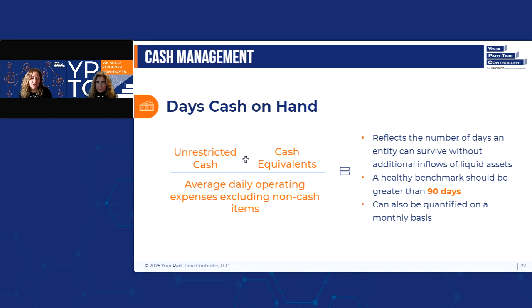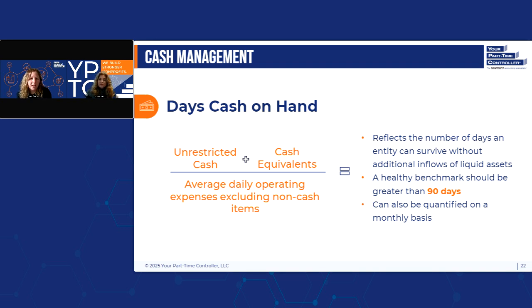So here's a key metric that can do that very thing. It can help estimate how long your available cash can fund your operations: the days cash on hand ratio, or if you have the luxury, you could be looking at a month's cash on hand ratio. So this ratio requires gathering some additional information from your statement of activities and your statement of functional expenses.